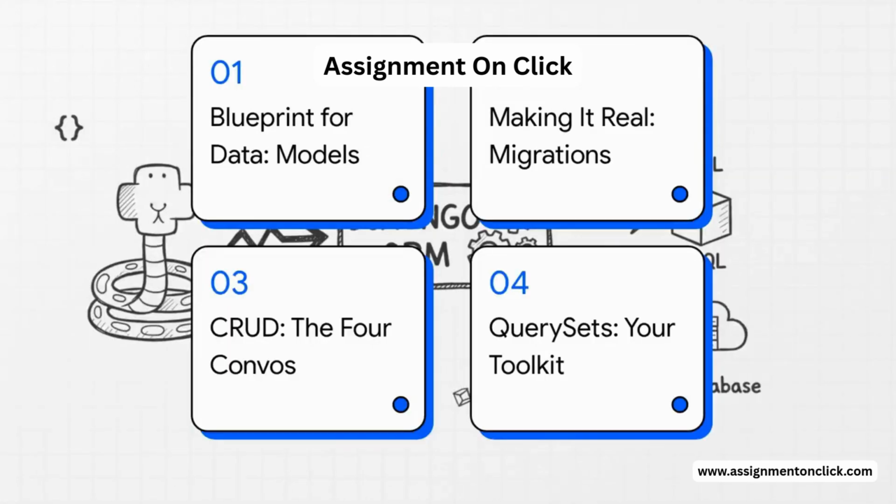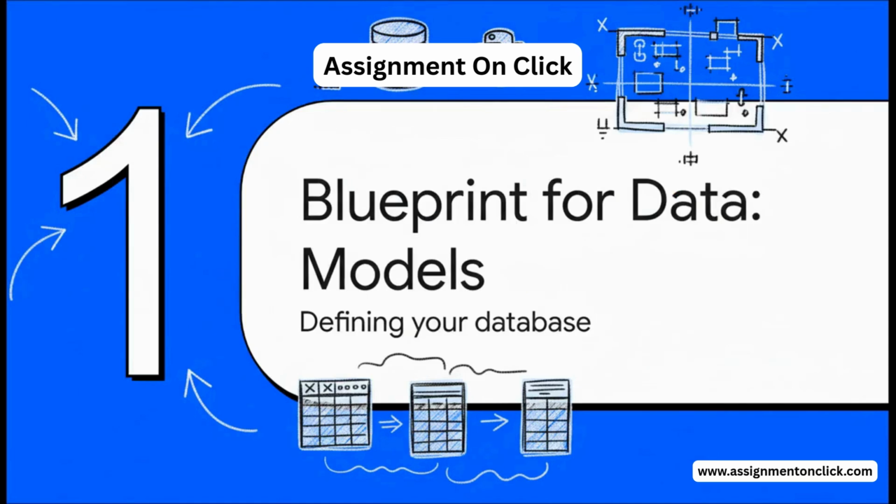All right, so here's our game plan. We're going to start with a blueprint for our data, which Django calls models. Then, we'll see how migrations take that blueprint and actually build our database. After that, we'll cover the 4 basic ways you talk to your data. We call it CRUD. And we'll wrap up with the real powerhouse, QuerySets, which is your ultimate toolkit for fetching data. First up, models. Before you can build anything, you need a blueprint.